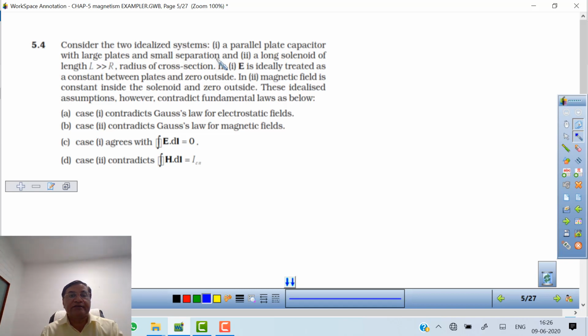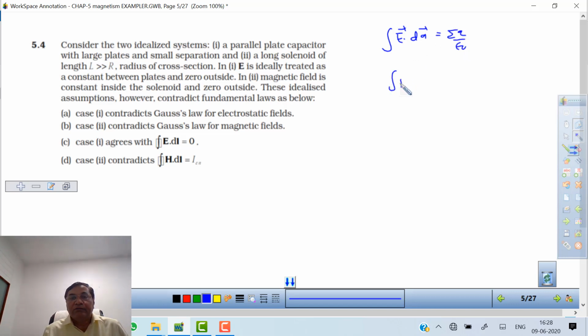Consider the two idealized systems: a parallel plate capacitor with large plates and small separation, and a long solenoid of length L much greater than its cross-sectional radius. In the first, E is ideally treated as constant between the plates and 0 outside. In the second, the magnetic field is constant inside the solenoid, 0 outside. These idealized assumptions, however, contradict fundamental laws as below. So we have Gauss law, E dot dA for a closed surface is equal to sigma q upon epsilon naught. And if we take B dot dA, then it must be 0.